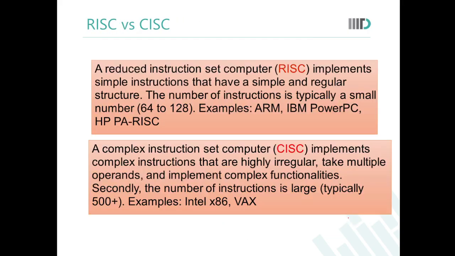So, just to again highlight the difference between RISC and CISC. RISC is a reduced instruction set computer, which implements simple instructions that have a simple and regular structure. Basically, all instructions will have the same number of operands, and they will take the same number of cycles to get executed, etc. The number of instructions is also small, in the range of let us say 64 to 128, and example ISAs are ARM ISA, IBM PowerPC, RISC-V, etc. All right.